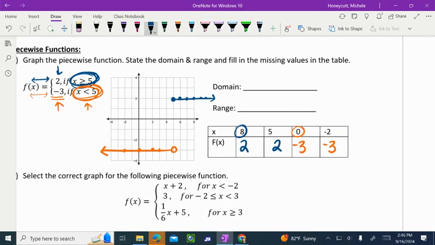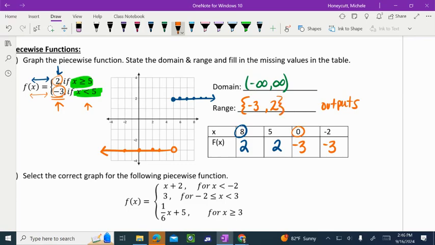The domain, the graph touches all the x values. It touches all the x values that are less than 5. It includes the values that are 5 and greater than 5, and then everything after 5. So my domain would be all real numbers, or -infinity to infinity. The range are just the output values. Well, this graph only has 2 outputs. It has 2 and -3. So -3 and 2 are my only outputs. And because it only touches 2 outputs, I need to use these braces.